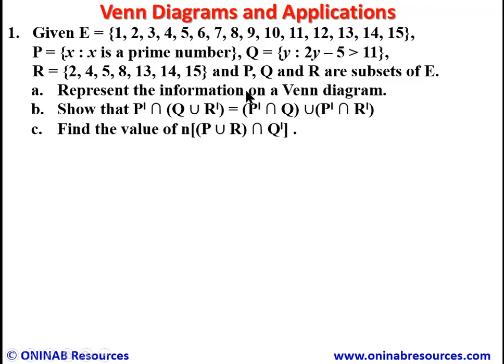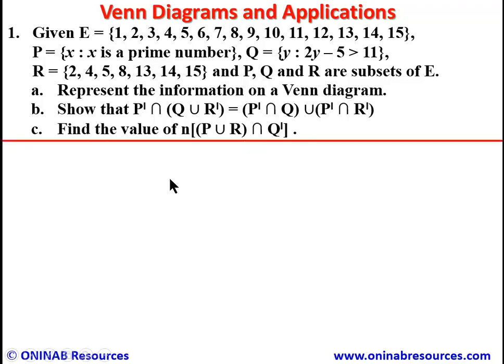A. Represent the information on the Venn diagram. B. Show that P prime intersection (Q union Q prime) is equal to (P prime intersection Q) union (P prime intersection R prime). C. Find the value of n of (P union Q) intersection Q prime.